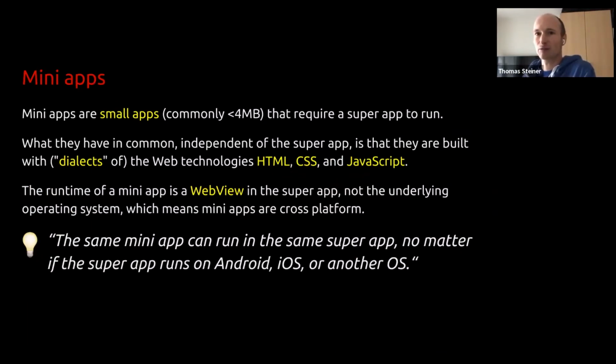All right, mini apps. So finally, we can talk about them. They're small apps, commonly less than 4 megabytes, and they require a super app to run. What all the mini apps have in common, independent of the super app that they run in, is that they're built with dialects of the web technologies HTML, CSS, and JavaScript. The runtime of mini apps is a web view within the super app and not the underlying operating system, which means that mini apps are cross-platform. So the same mini app can run in the same super app, no matter if the super app runs on Android, iOS, or another operating system.